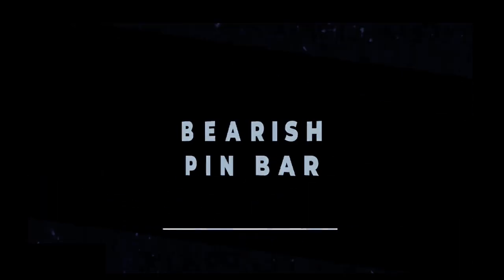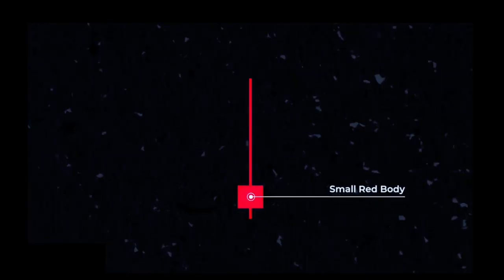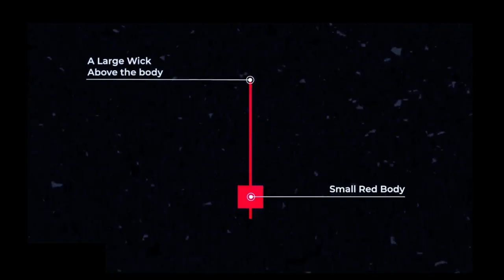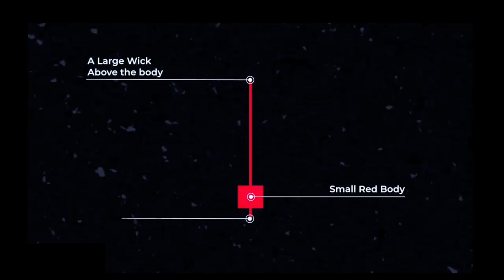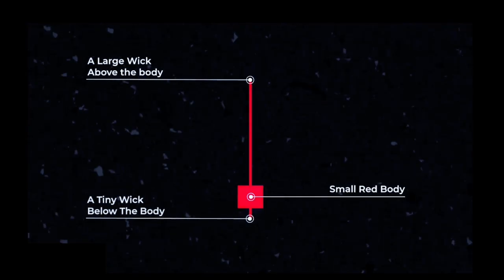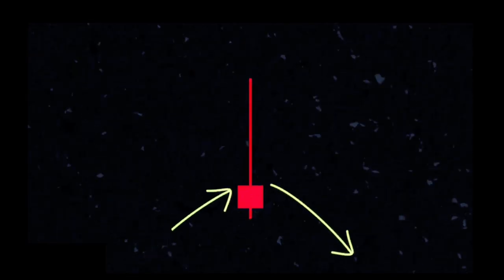Pattern number 2. Bearish pin bar. The bearish pin bar is just the opposite of the bullish pin bar. It is a red candle with a small body, a large wick above the body, and a tiny or no wick below the body. It indicates a reversal to the downside.